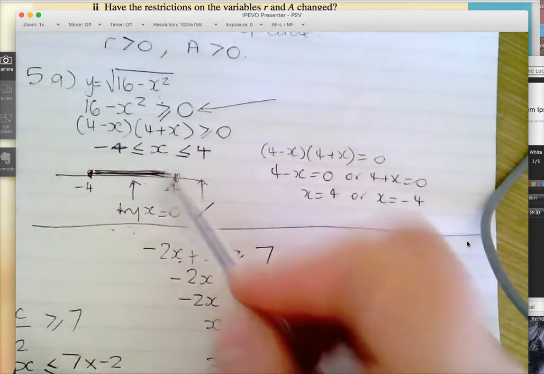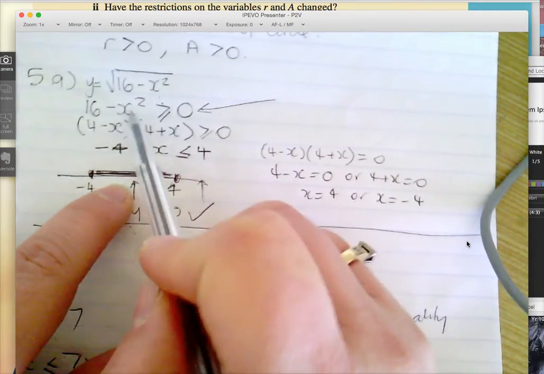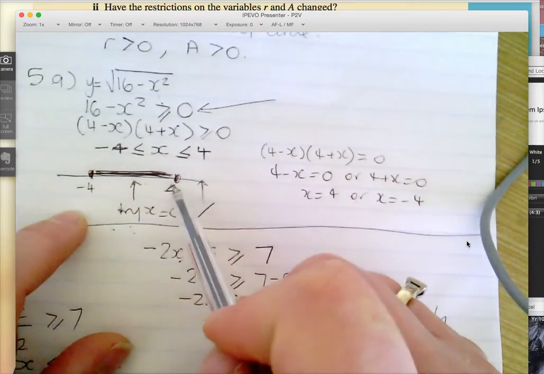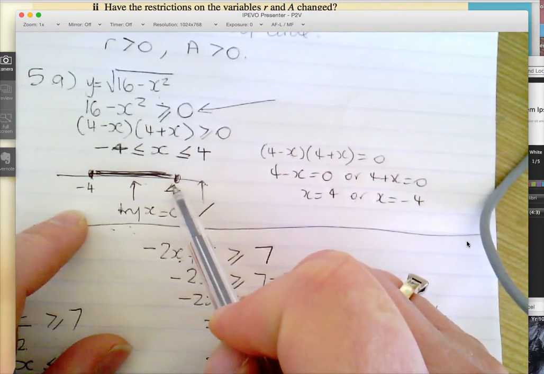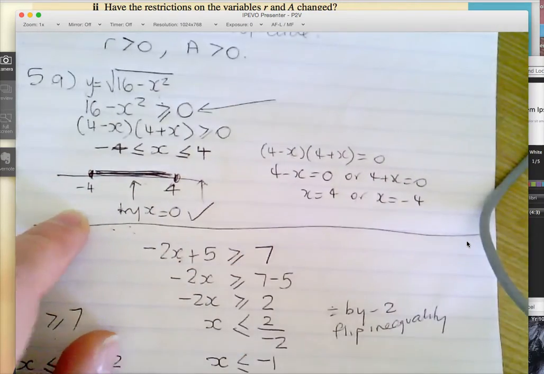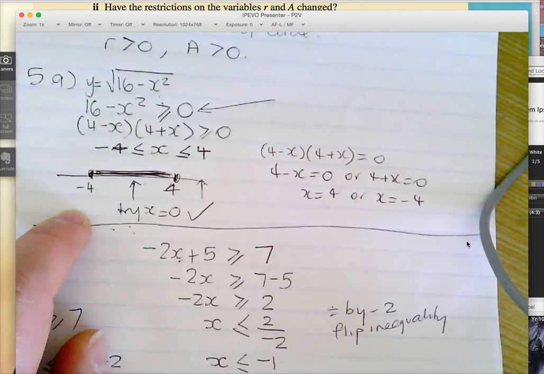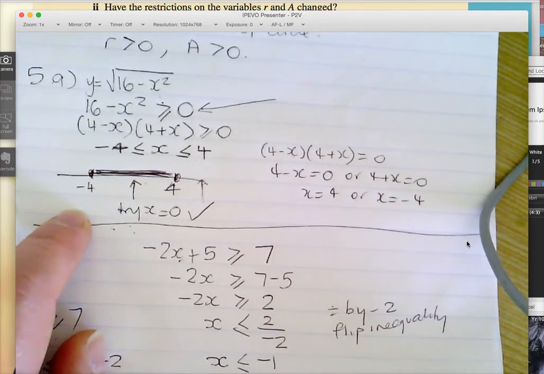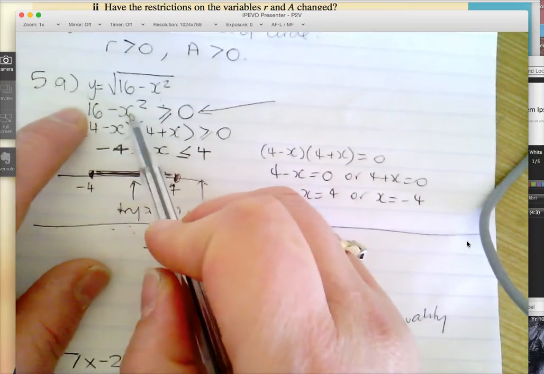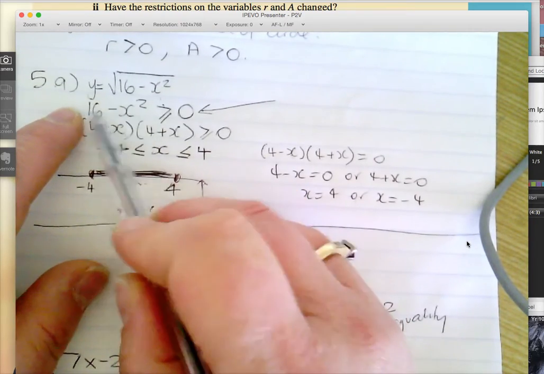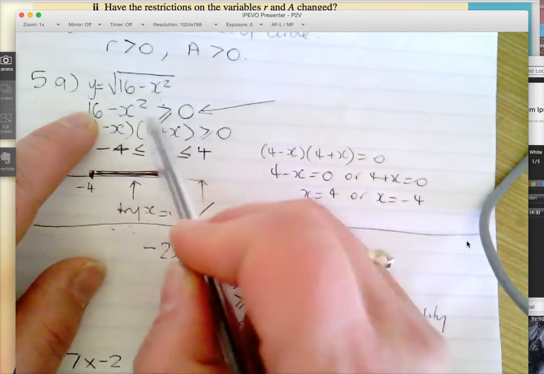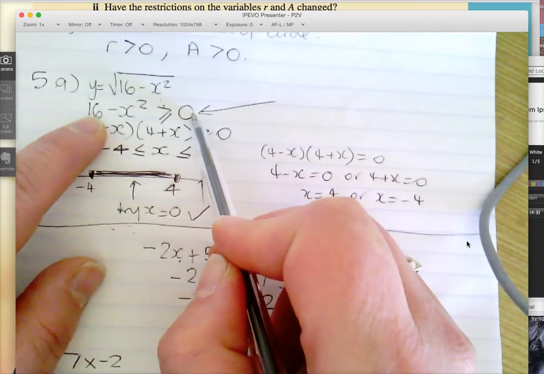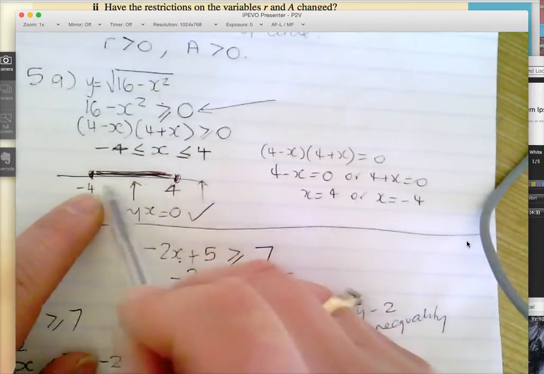Because I just tested a point inside. If x is 0, doesn't x lie between -4 and 4? Just give me any number between -4 and 4. 0 or 2. 16 minus 2 squared, so 16 minus 4 is 12. Is that greater than or equal to 0? Yes. So it does lie there.